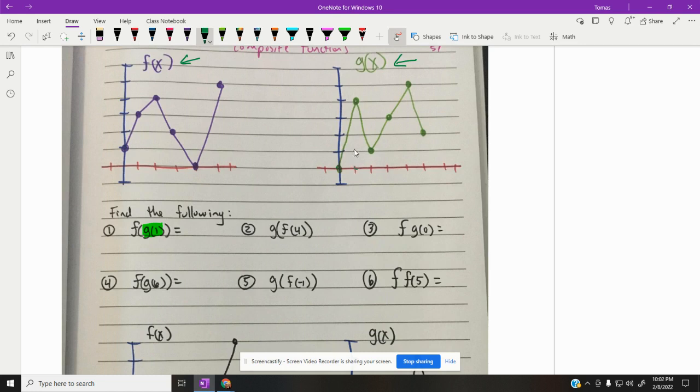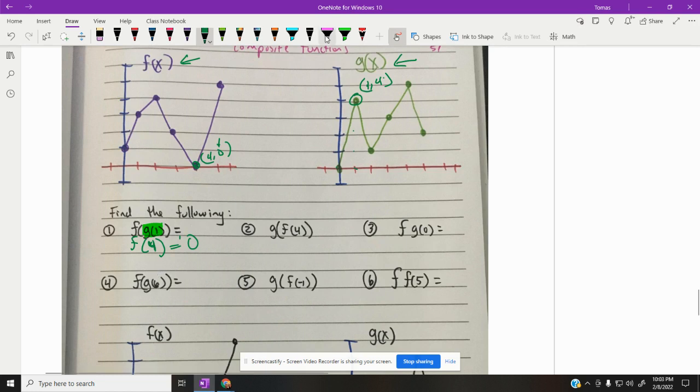And my g of 1 would be 1, 2, 3, 4. So this is 1, comma 4. So my g of 1 is 4. So this g of 1 turns into a 4. Now we come over here to the f side, because on the f side, now we have to figure out what is 4. 1, 2, 3, 4. Which is right here, 4, comma 0. And this would be our answer. So f of 4, sorry, is 0.